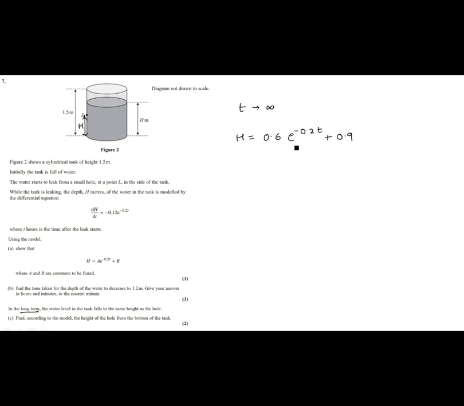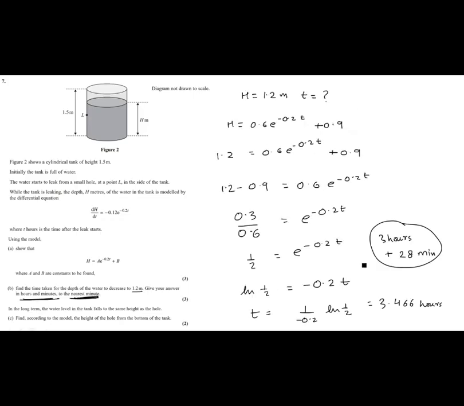So when t is infinitely large, the value of this exponential function, if you sketch the graph of y equals e to the power minus x, the graph is something like this. When x tends to infinity, this value tends to 0. That means when t is infinitely large, then e to the power minus 0.2 t will tend towards 0. Okay, so we just replace this whole thing with 0, then h will be 0 plus 0.9, so h will be 0.9 meters or 90 centimeters.